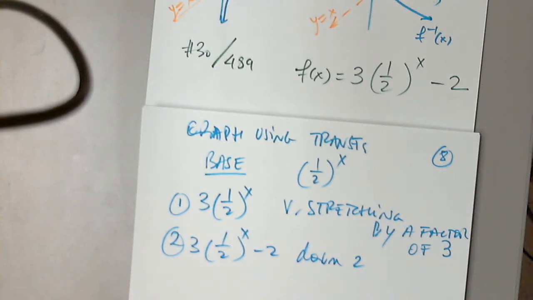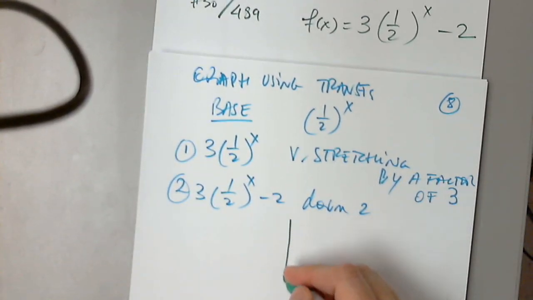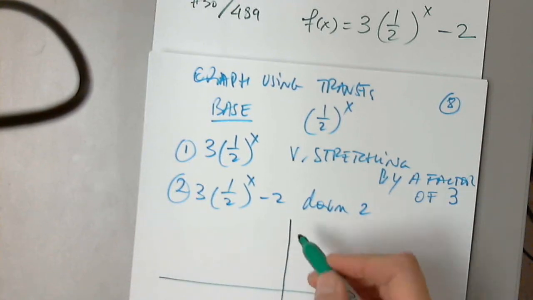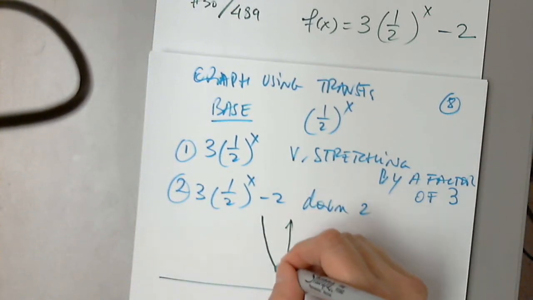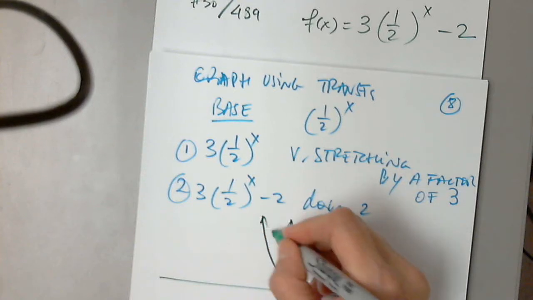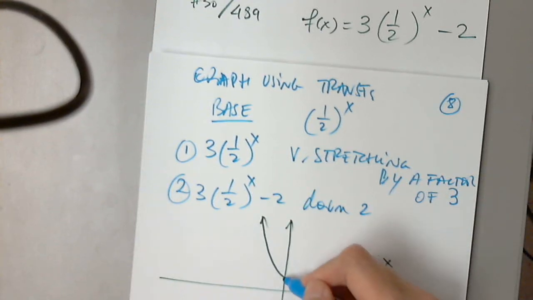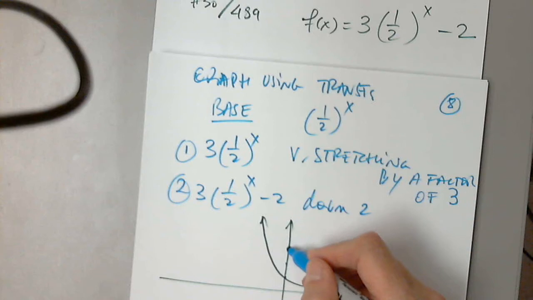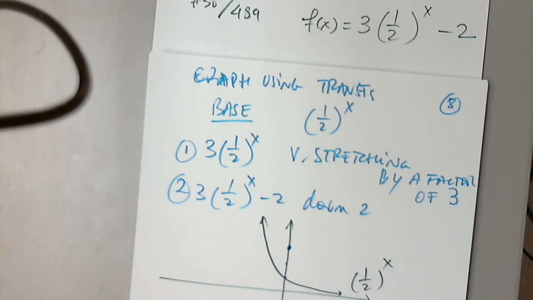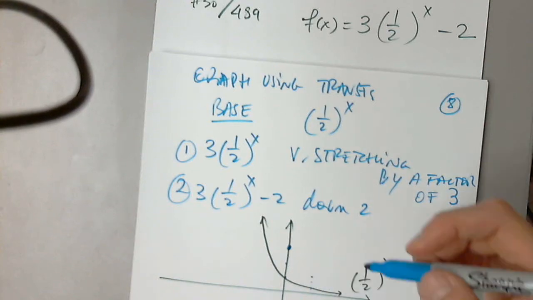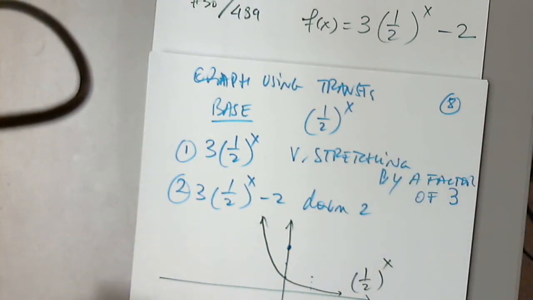Perfect. So let's graph. So this is the base function, 1/2 to the x. Then you told me to stretch it by a factor of 3. That's kind of hard, but I know that this is 1, so it's going to go to 3. And all these heights also get multiplied by 3. So now this is the new graph.